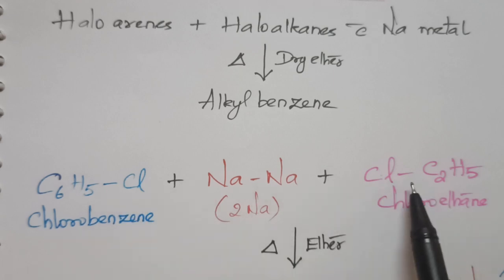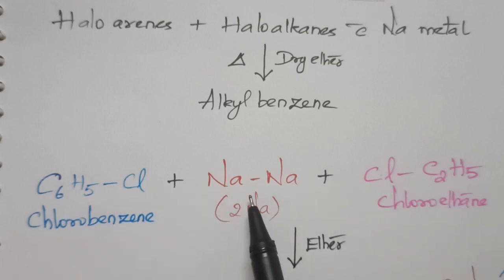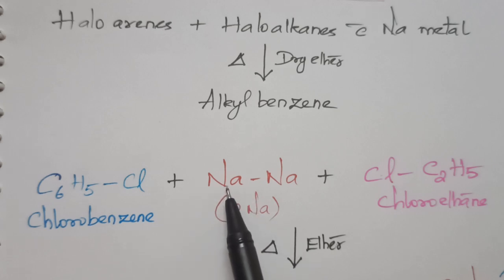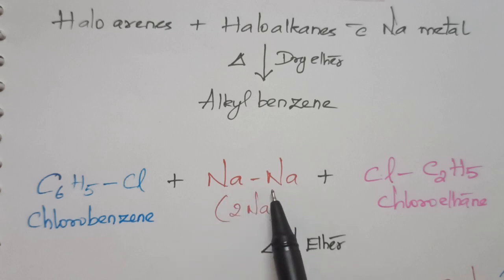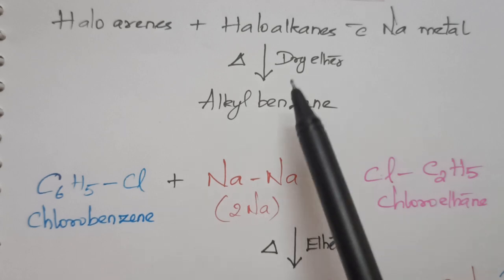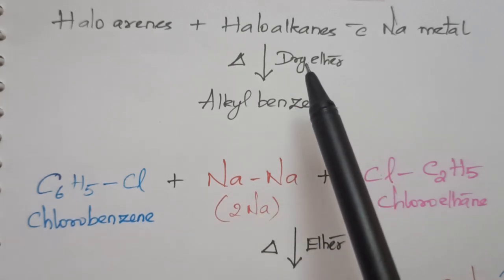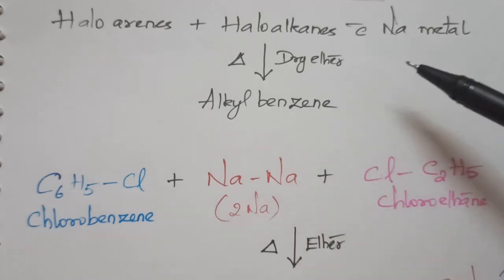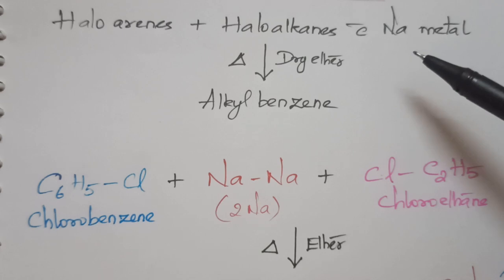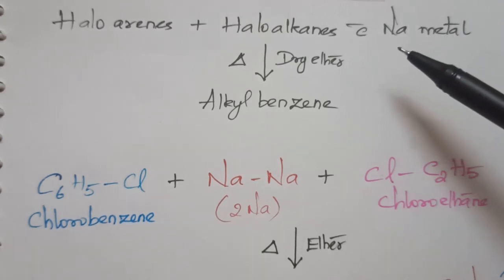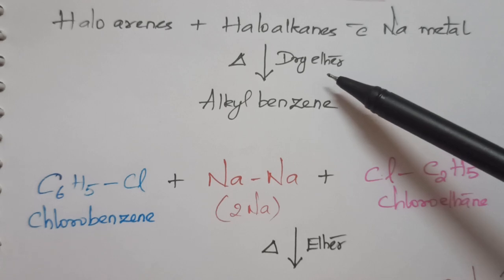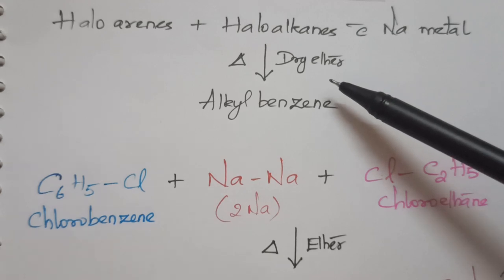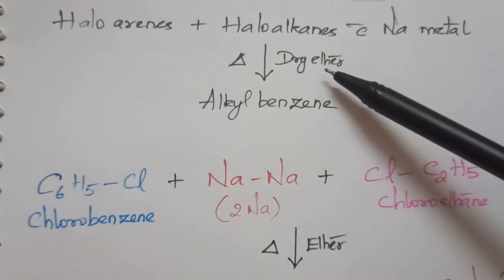Now these two reactants are made to react with sodium metal, two molecules of sodium metal. I have shown separately how they are bonded. The reaction is carried out in the presence of dry ether. Since sodium metal is highly reactive, to keep its reactivity stable we need a dry ether, and this dry ether should be moisture free, that is, water free. That is why we need to have dry ether.